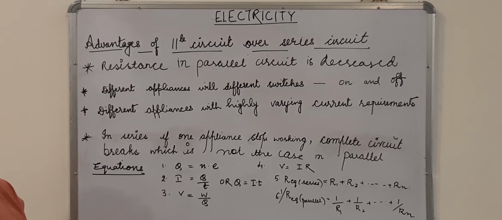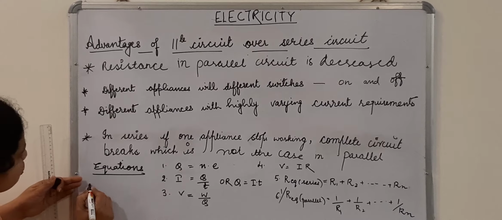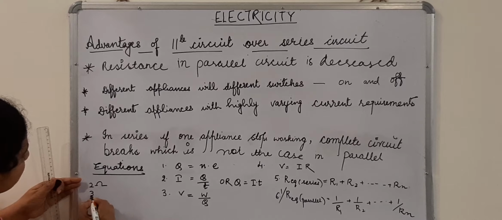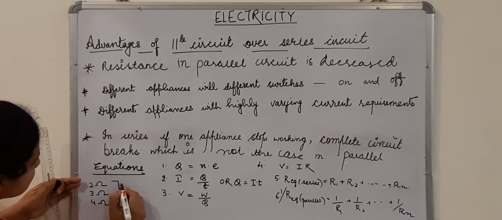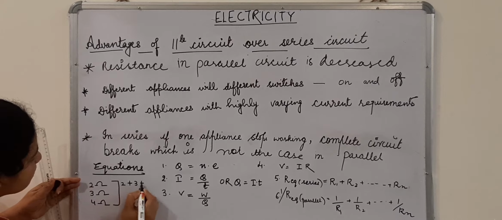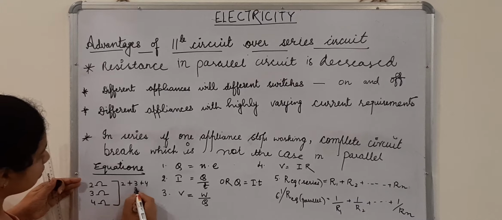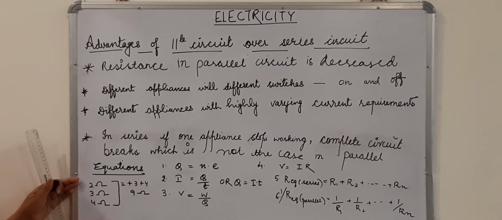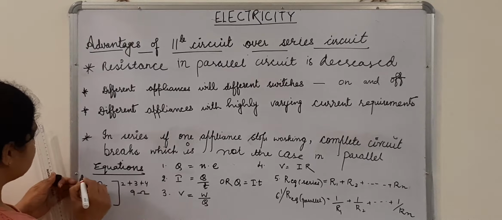So now I'll explain to you the advantages of parallel circuit over series circuit. Resistance in parallel circuit is decreased. The first point which I told you: in case of series circuit, equivalent resistance is the sum of the individual resistances. Suppose there are three resistances, 2 ohm, 3 ohm and 4 ohm. Then the equivalent resistance will be equal to 2 plus 3 plus 4, that is equal to 9 ohm. This is for series.